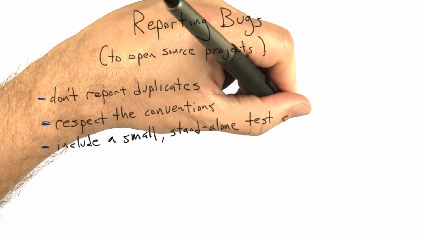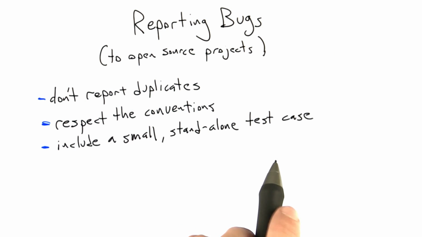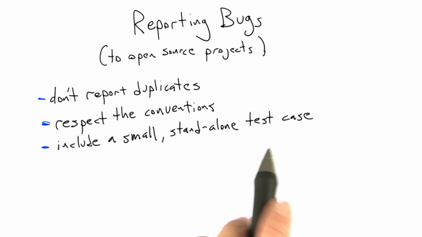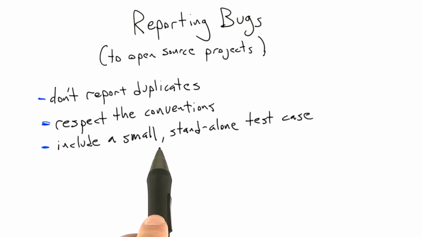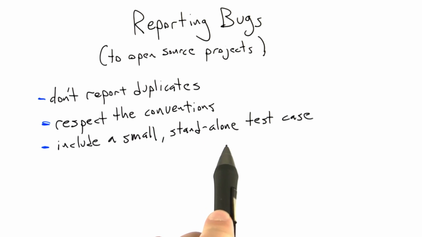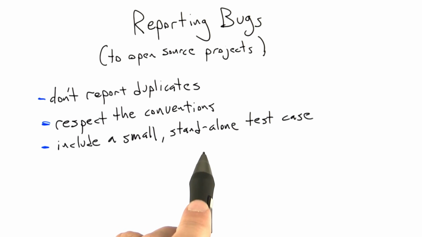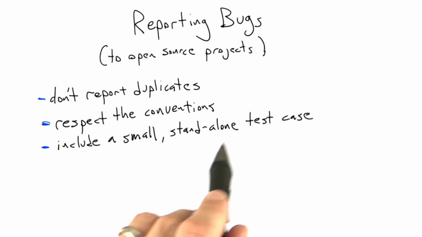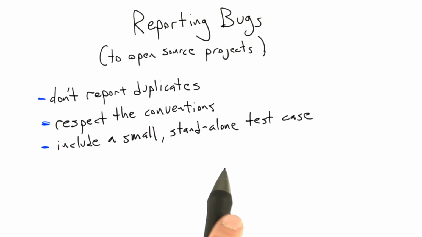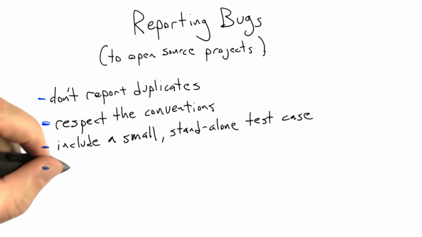I'm going to say here a small standalone test case. The test case minimization stuff that we talked about a little bit earlier is really important for purposes of bug reporting, and that kind of a process should always be part of your bug reporting. And the second clause here, a standalone test case, is also really important. This means, for example, don't report a bug that depends on some other file that only exists on your machine, because that's not very useful to the people who are going to try to reproduce the bug, because of course they don't have the other file. So do what you can to make the bug report standalone.